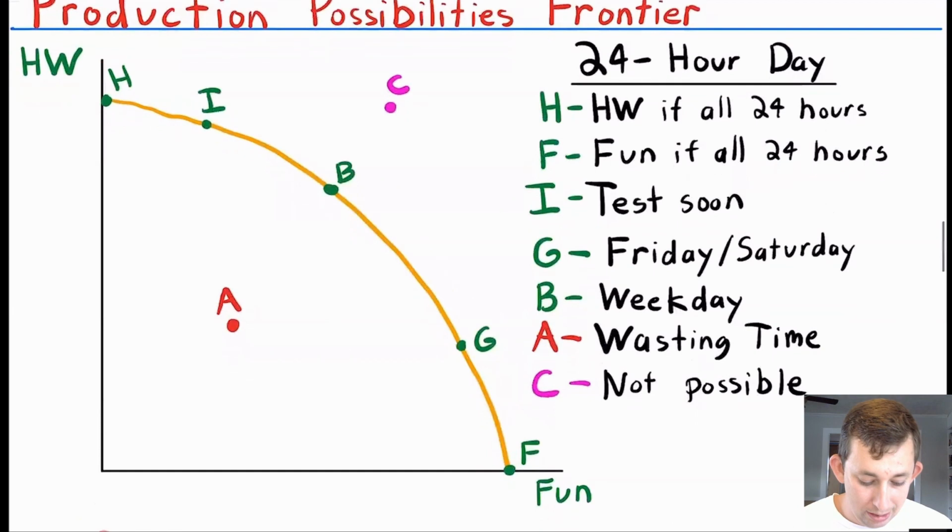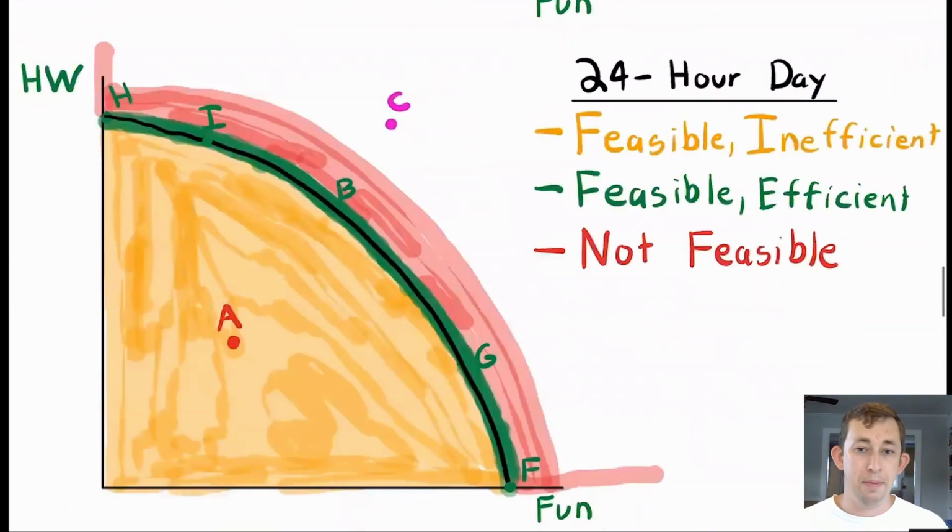Now with those points, let's talk about some regions of the PPF with some new colors. So here are the same points, but I've added some colored regions to talk about feasibility and efficiency. So this green line here, this is the point where we are feasible and efficient. So we can have this much homework and this much fun, and it's efficient. We are using all of our time. Now, if we go a little bit above the PPF, like that point C that we saw earlier, this is not feasible, right? I cannot do this much homework and have this much fun in a 24-hour period.